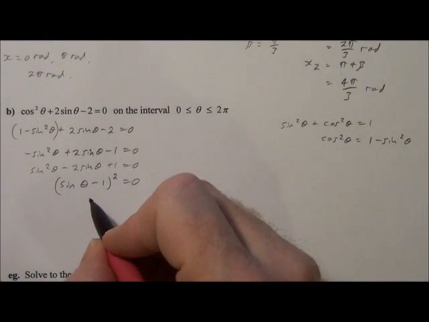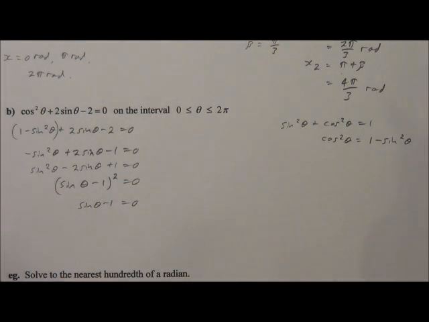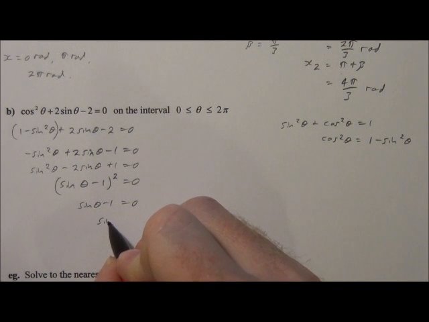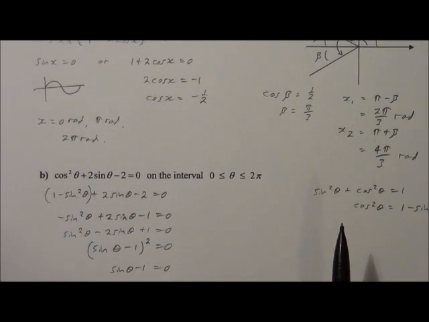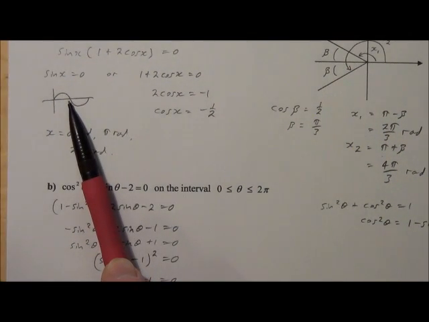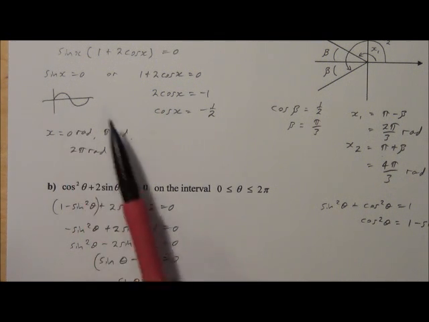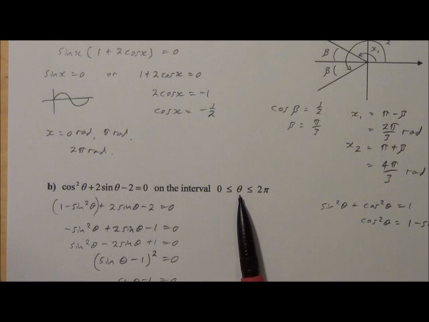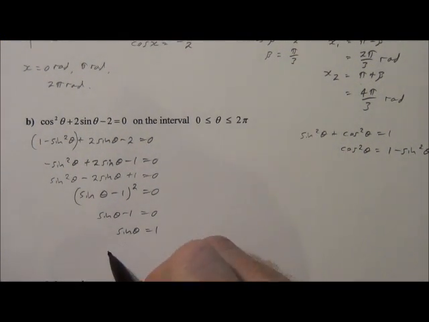Take the square root of both sides, and then add 1 to both sides, so we get sine theta equals 1. Then if we look at the sine curve again, sine theta equals 1 at exactly one spot when we're looking at the domain between 0 and 2 pi, and that is when theta equals pi by 2. So therefore, theta equals pi by 2.